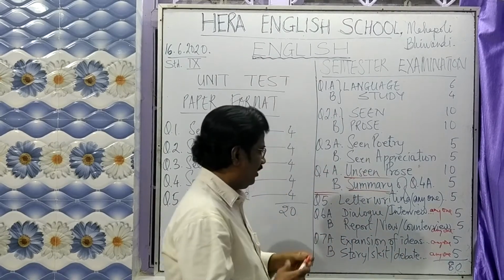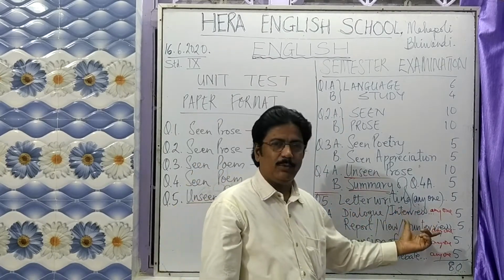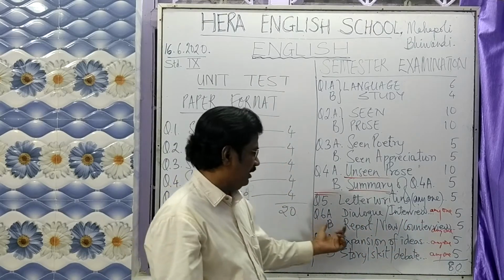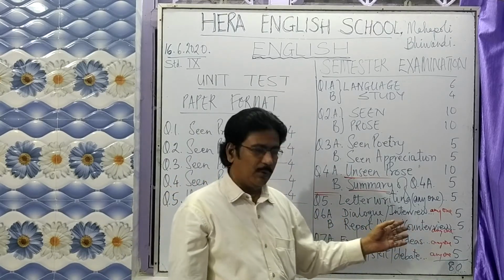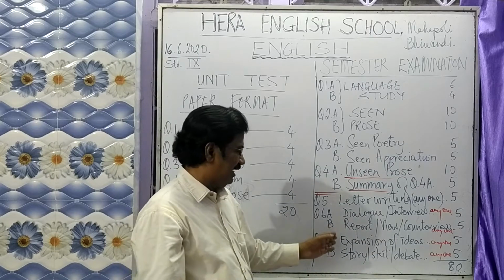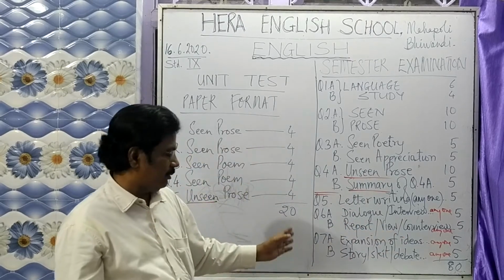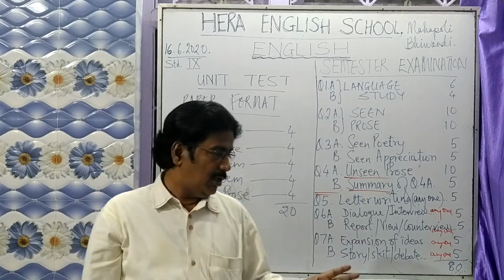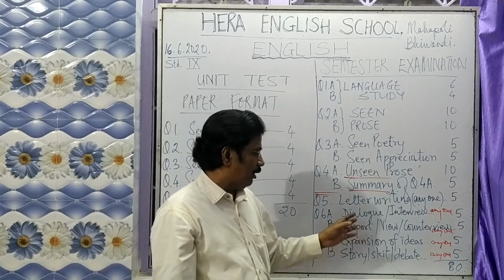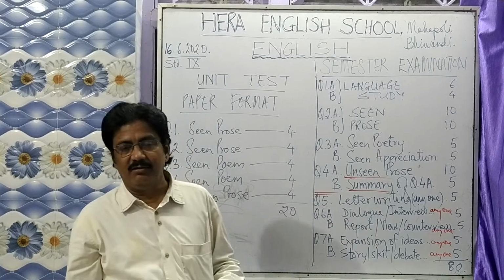Every question, 6A will have 2 questions, you have to write any one. Question number 6B will have 2 questions, you have to write any one. Then you have question number 7A, 2 questions, you write any one. Question number 7B will again have options in it. That means you have options in all of your writing skills.